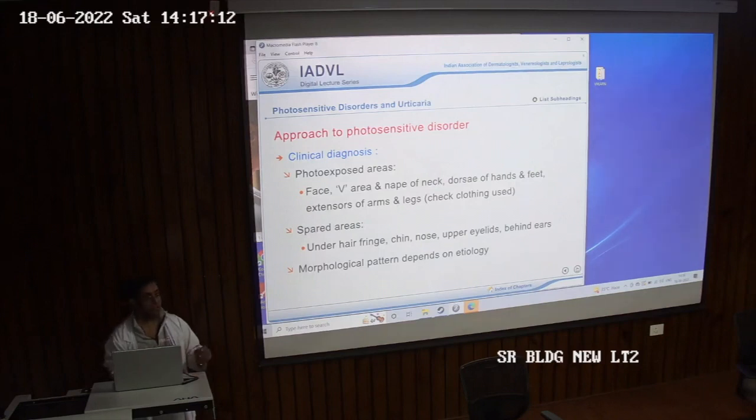You can check if suppose you're wearing short sleeves, then the lesions will be there. And you have to ask the patient what type of clothes do you wear.